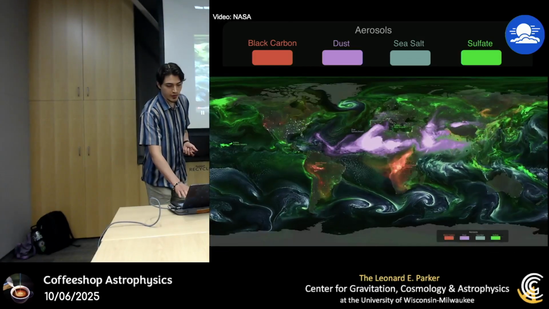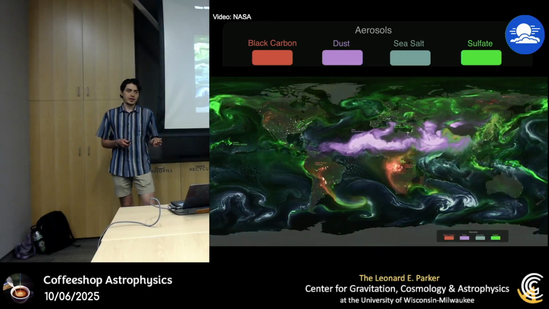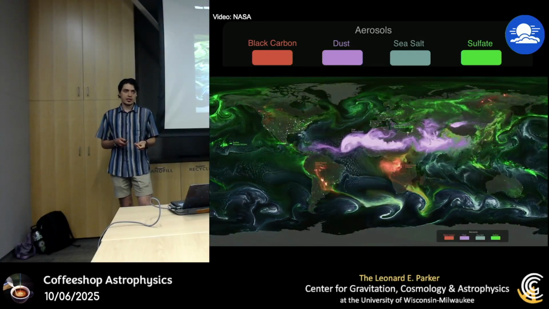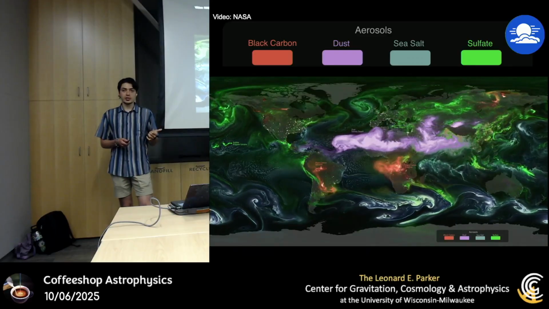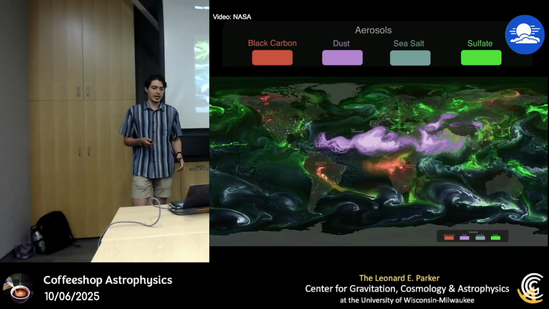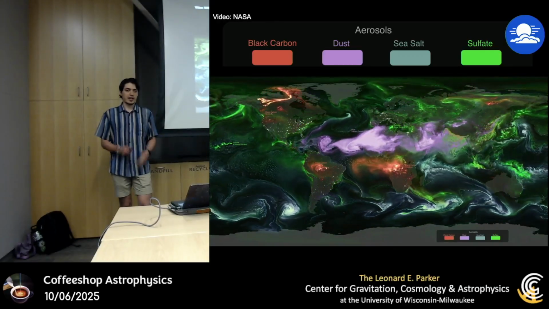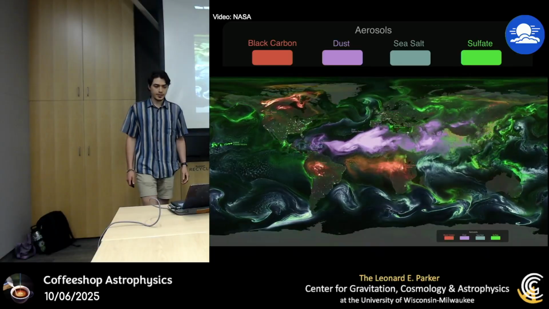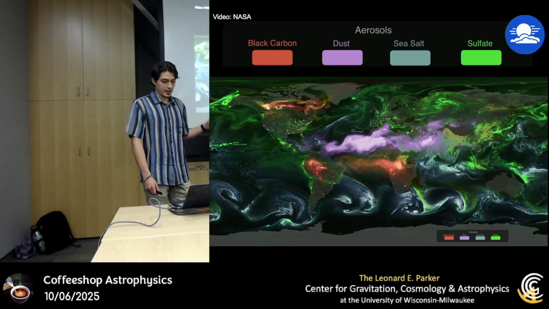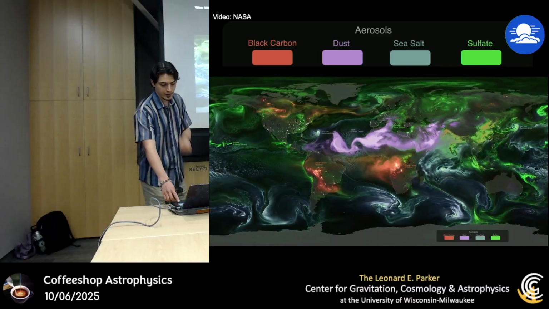And restart the video. And then finally, we have the green, which represents sulfates. These come from volcanic activity, as well as emissions from burning coal or other fossil fuels. So by tracking the amount of sulfates in the atmosphere, we can track volcanic activity as well as human emissions. And like I said, aerosols are a great predictor for weather formations and weather patterns.